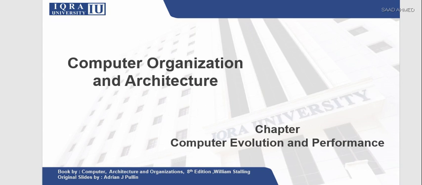In this part, we'll be discussing computer evolution and different performance measures, and we'll be looking at the history of computers very briefly. So let's start.